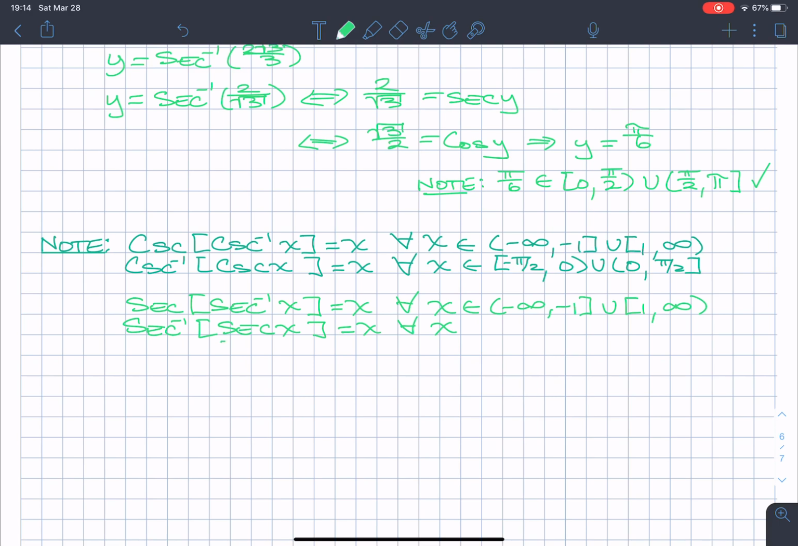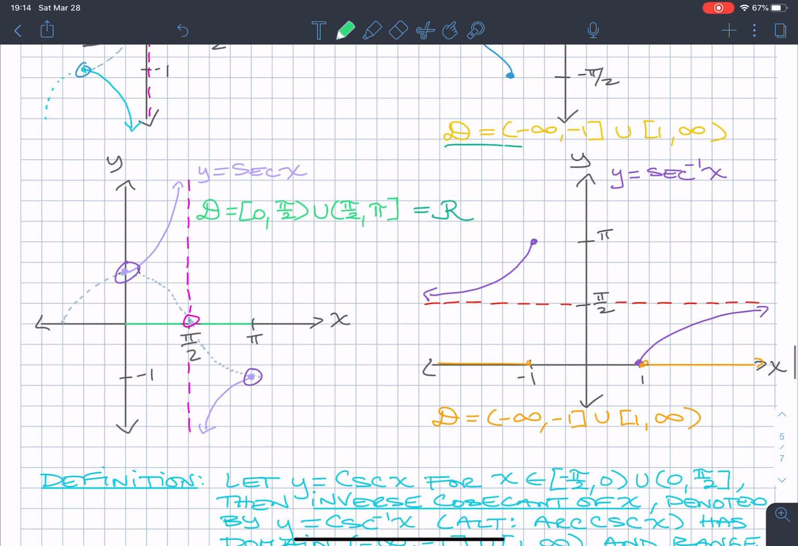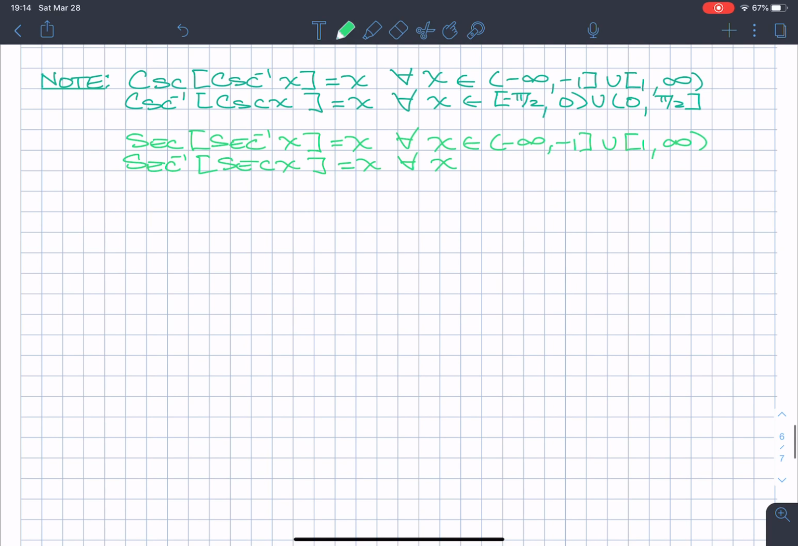But now I have to restrict secant. Where is secant restricted? Well, it's between 0 and pi without pi over 2. Okay, so it's between, including 0, I'm excluding pi over 2, and I go all the way to pi inclusive. Okay, I'll stop here, and one more video for this section is coming.